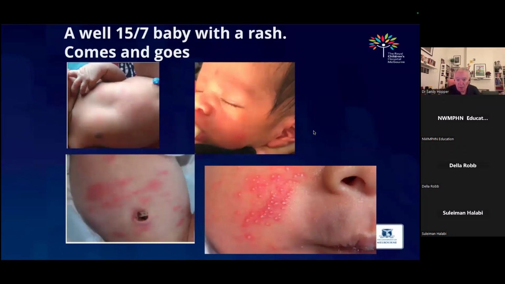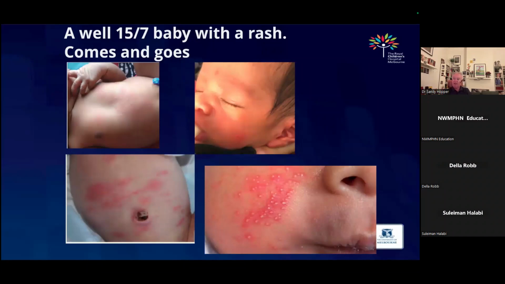Okay, moving along. This is a 15-day-old baby with a rash that comes and goes. And we're going to have a break after this one. I think we're making pretty good progress, but it'd be good for us just to get the circulation going again.